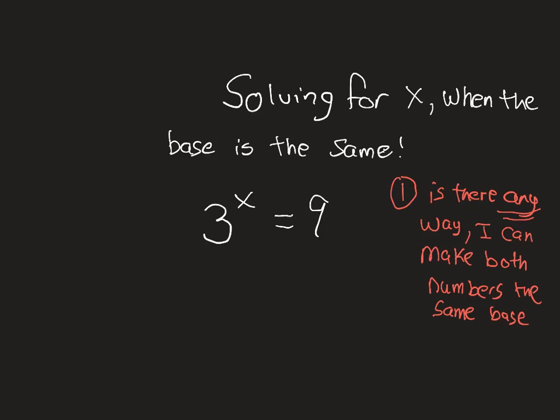Now, the best way to do this is to break it down to its prime numbers. And when I look at both sides, I have 3 on this side and 9 on this side. Now, in case you guys forgot, the word prime number refers to a number that can only be divided by 1 and itself.